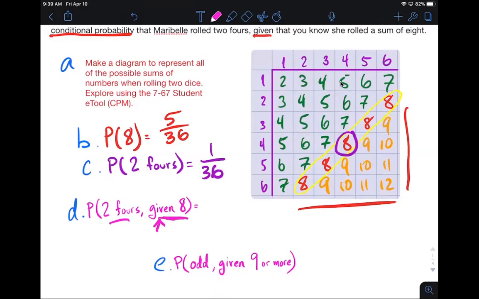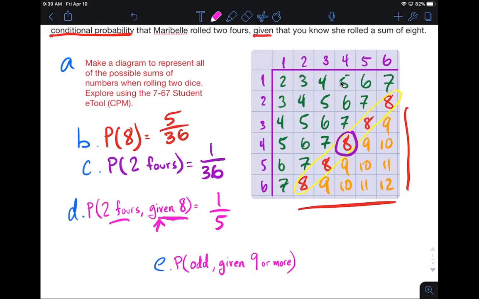So since there are 5 ways that she can get an 8, and only one of them is 2 4s, then the probability of getting 2 4s given that she got an 8 is 1 out of 5. All right, so think for a second there. Hopefully that makes sense. You can see that she could get a sum of 8 in 5 different ways, and one of those 5 different ways is 2 4s. So the conditional probability there, 2 4s given 8, is 1 out of 5. It's kind of saying the same thing, I know.